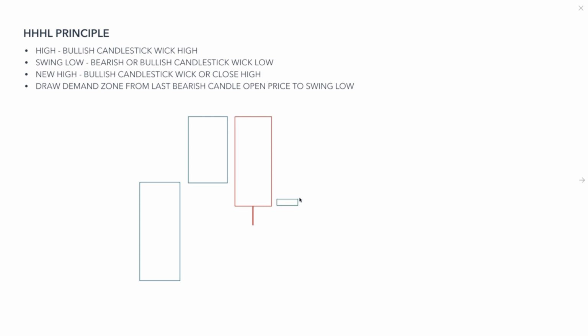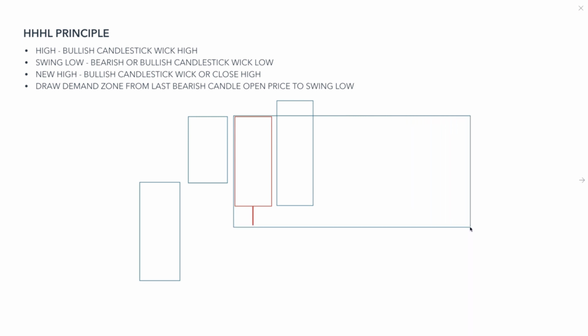So the next candle has to either close above the previous candle, or it has to create a wick and close bullish. So a bullish candlestick, it can close like that. And what we're doing is drawing the demand zone from the last bearish candle's open price to the swing low. So again, the demand zone goes from the last bearish candle's open price, which is up top here, to the swing low. And that is where we will be drawing demand.